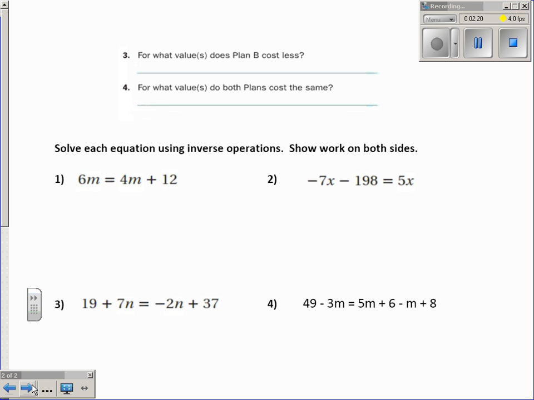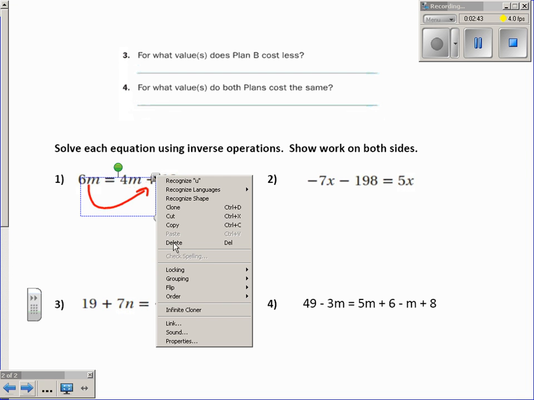All right, so example one, I've got a 6m on the left side, I've got a 4m on the right side. So what I'm going to do is take the 4m and move that to the other side with the 6m. I do not want to bring the 6m to that side because then I'll have all variables and numbers on one side and then I'll have to move the constants to the other. So I'm going to go ahead and delete that. We don't want to do that. We want to move the 4m.